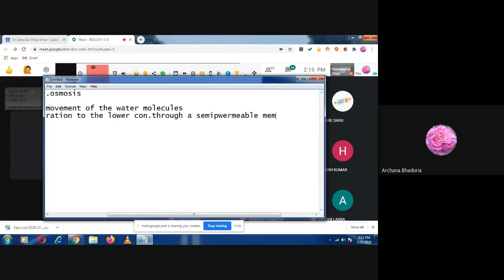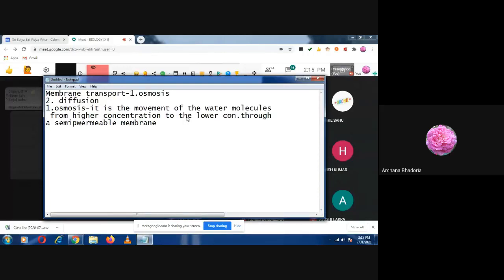Through a semi-permeable membrane. So understood everyone? Yes, ma'am. Now try to understand what you have written. So you know that cell membrane covers the cell. Now if anything has to enter inside, it has to cross the cell membrane. Now how it will take place, that movement, the two processes I have mentioned just now.